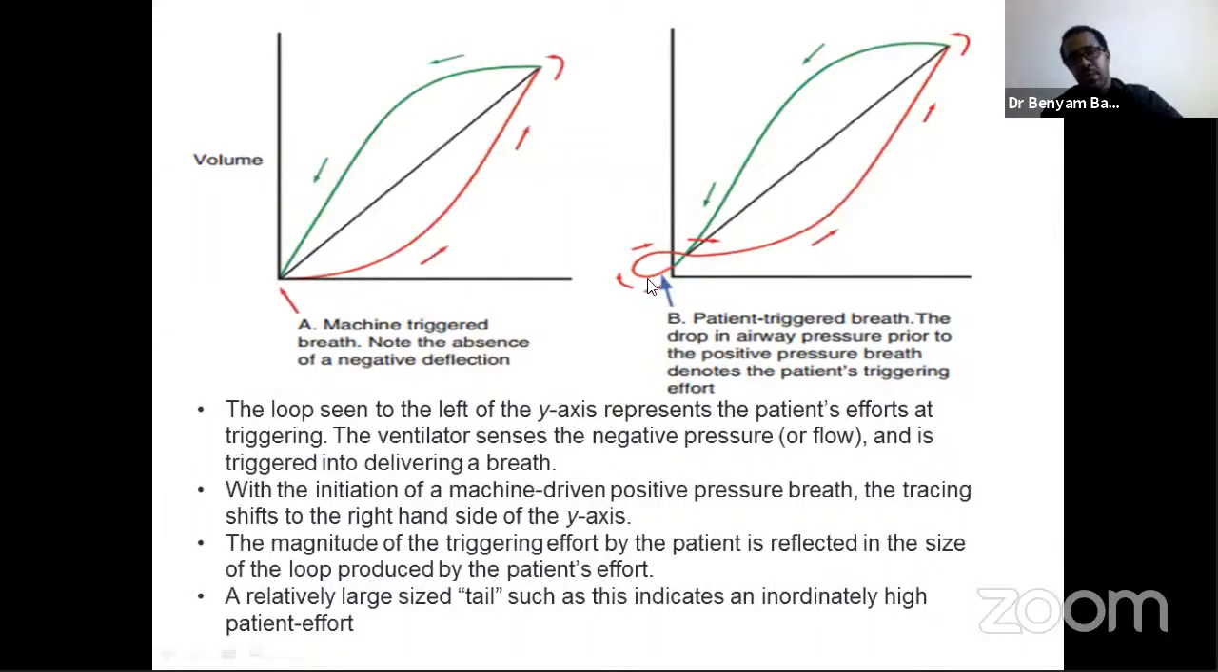It will create a loop behind the y-axis, or the negative deflection on the x-axis. So this implies the patient has triggered the breath and the ventilator has taken over and delivered the breath. So this will be controlled breathing and this will be assisted breathing.